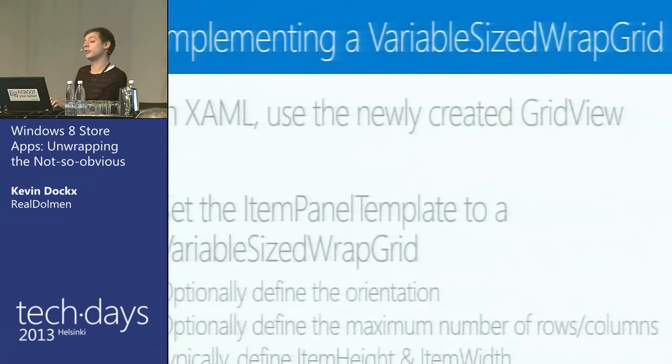Right, there's a few more things you can do, of course. The variable sized wrap grid, if you want to use that. You can define if items should be laid out horizontally or vertically first and then horizontally. You can define a maximum number of rows or columns on that one. Sometimes it's okay to just let it handle it by itself. So if you don't, it will automatically take up the place that's available. You can say, no, I only want 1 row or 2 rows. And typically you would want to define an item height and width.